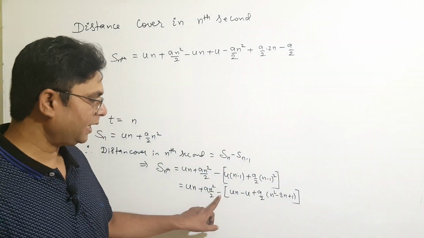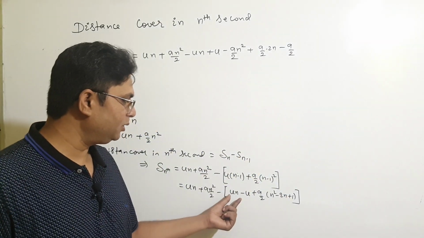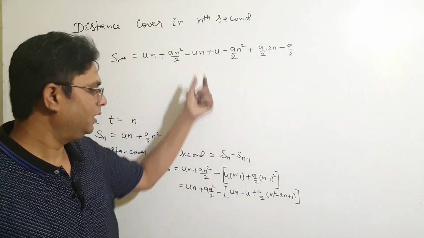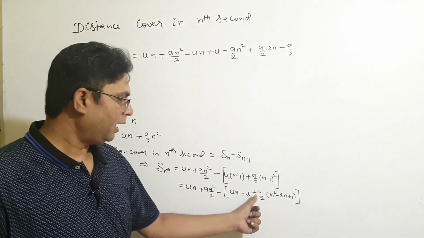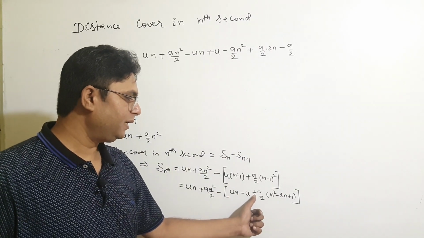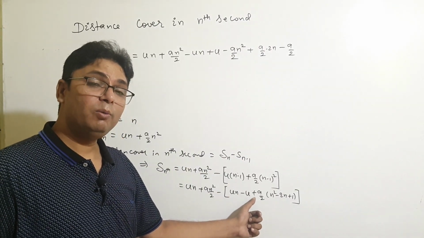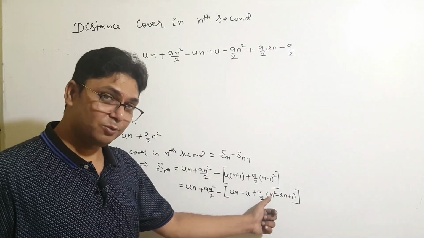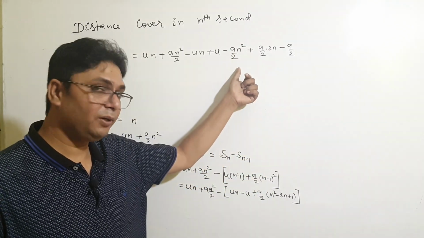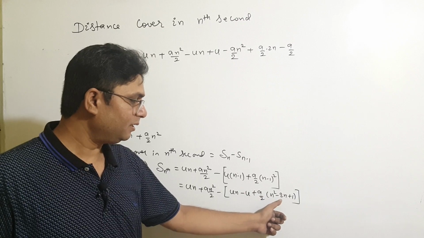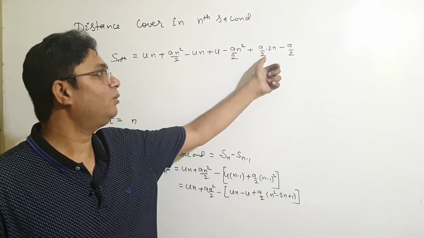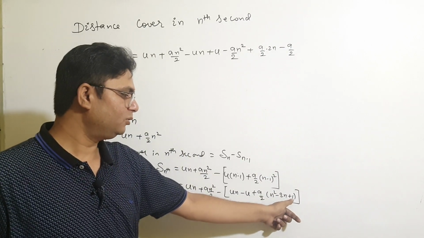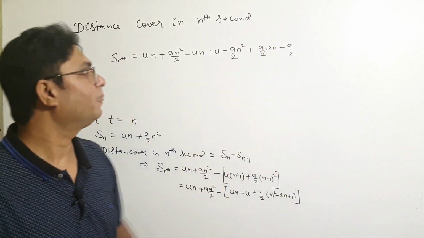So this minus sign when entering inside the bracket, this un becomes minus un, this u becomes plus u, and this minus sign when coming this side, this becomes minus a/2. When minus a/2 multiplies with n², it becomes minus an²/2. When this multiplies with 2n, we have minus minus plus, so we have (a/2)(2n), and this is 1, so we have minus a/2 here.